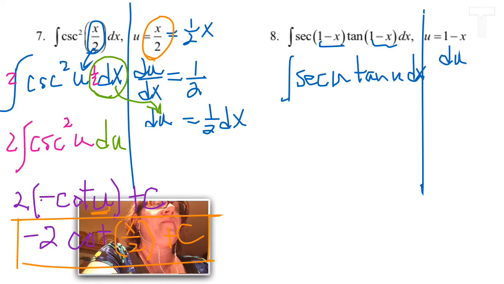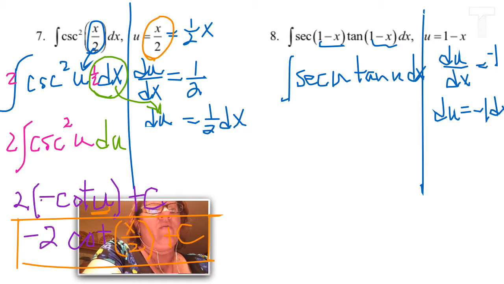So du dx is negative 1, which means du is negative 1 dx. And then I say, ooh, do I have that? Do I have that? Well, not exactly. I just have a plain dx, but I could put a negative 1. I could squeeze it in there, but I'll have to compensate. I'll need another negative 1 out in front so that I multiplied by a big fat 1.